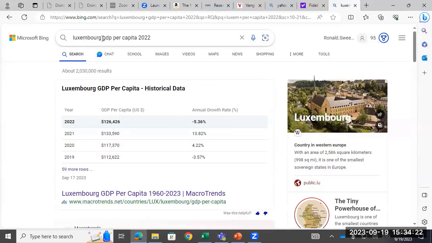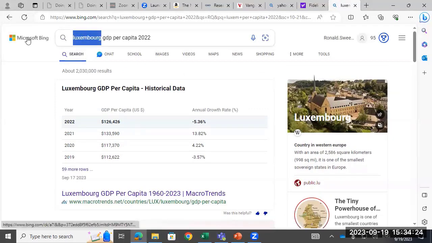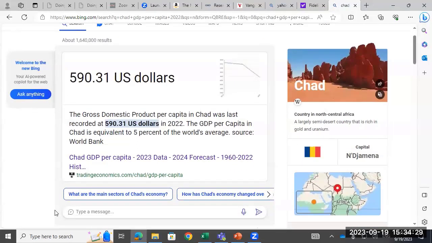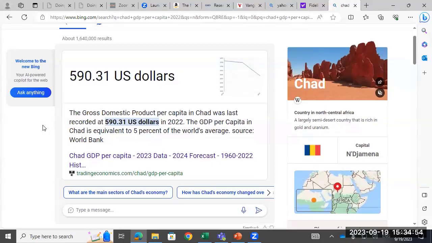I don't know if you notice it much from Germany, but Chad, $590. That's a poor country, right? I don't know if y'all have been reading news about Northern Africa right now, like Burkina Faso. It's just a lot of people are having military coups and that kind of thing. That's just horrible for an economy, and obviously the people are suffering because of it.